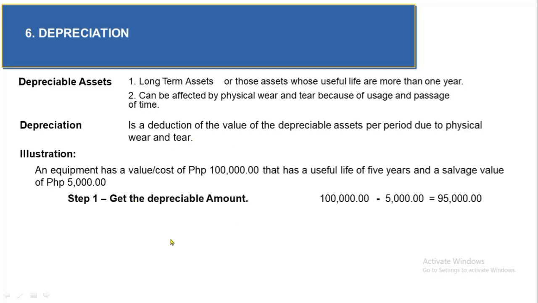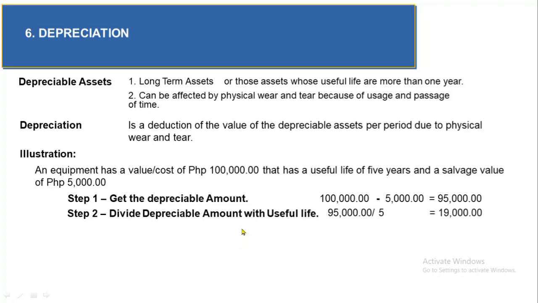So if you analyze the problem, then the conclusion is even after the equipment has been fully utilized, it still has a value of 5,000. So the maximum decrease in its value during its useful life of 5 years is only 95,000. The next step is to divide the depreciable amount with the useful life, which is 95,000 divided by 5 years equals 19,000. So that is the depreciation, or what do we call decrease in value per year of the equipment because of physical wear and tear.